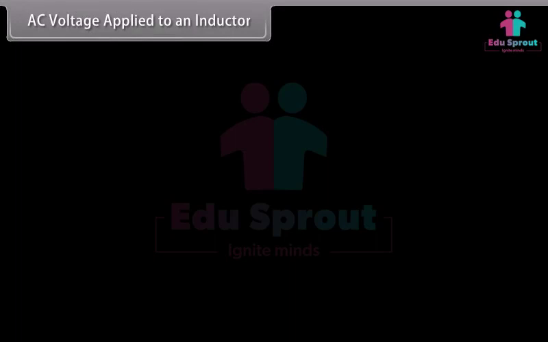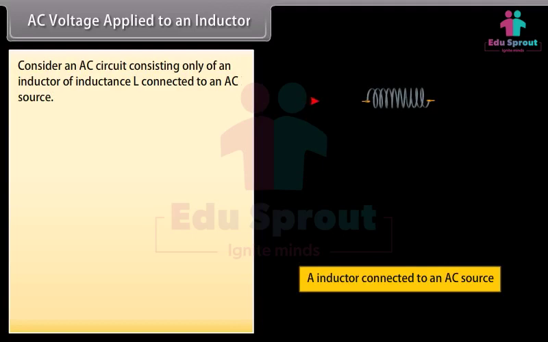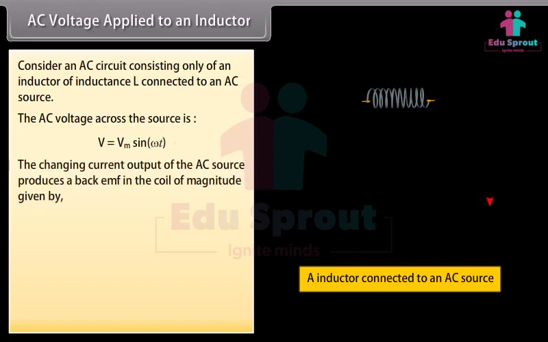AC voltage applied to an inductor. Consider an AC circuit consisting only of an inductor of inductance L connected to an AC source. The AC voltage across the source is equal to Vm sin omega t. The changing current output of the AC source produces a back EMF in the coil of magnitude given by VL is equal to L dI by dt.